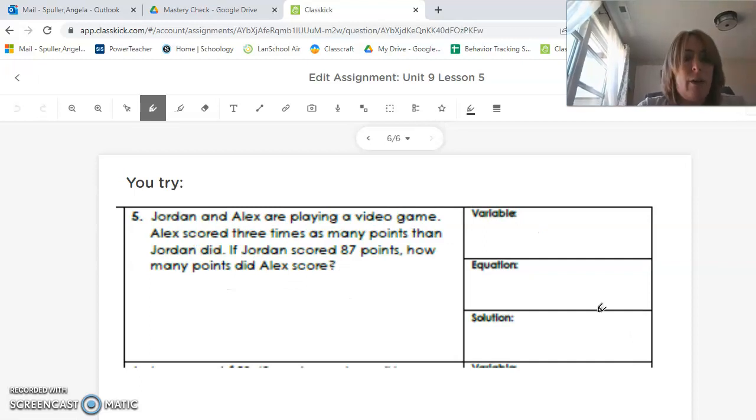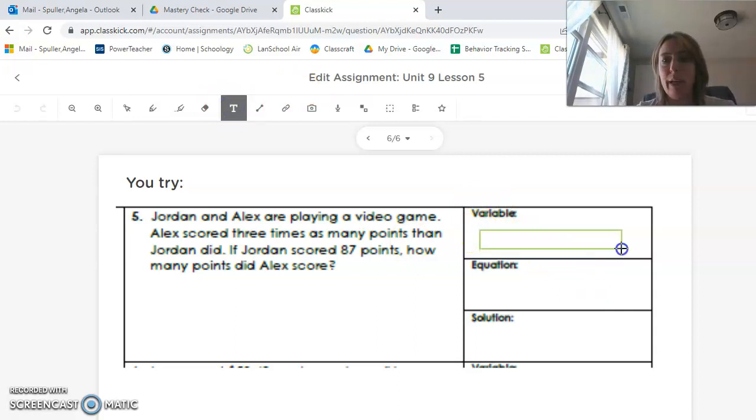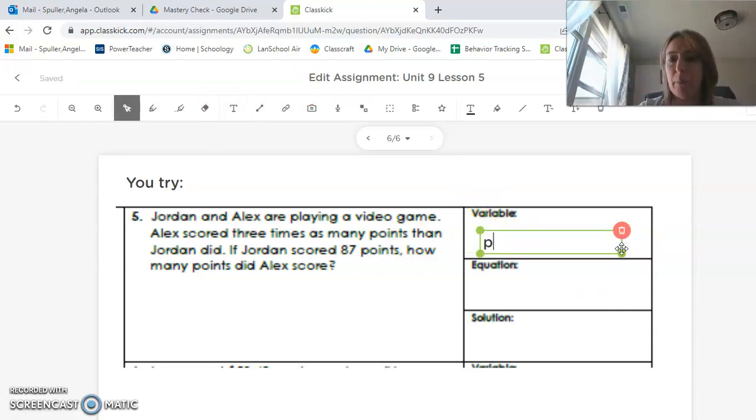All right, now Jordan and Alex are playing a video game. Alex scored 3 times as many points as Jordan did. If Jordan scored 87 points, how many points did Alex score? So again, what's our variable? Well, we're trying to find out points. So I'm going to say P equals points.